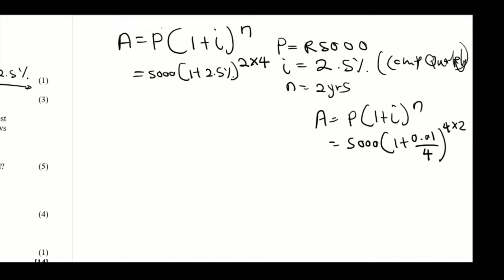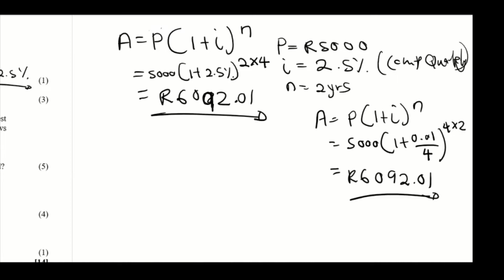So that is the normal way of doing it. Then the answer that you're going to get is 6,092 Rand 0.01. So that's the answer for here and also for here. So that is the amount of money in Janet's savings account.